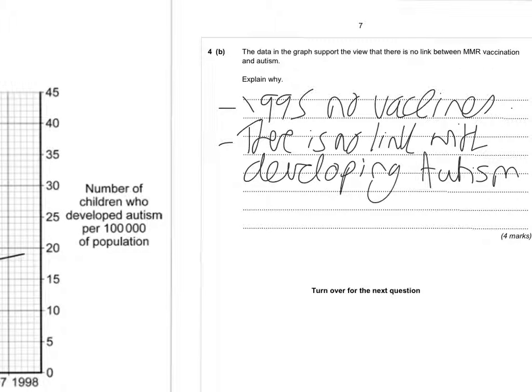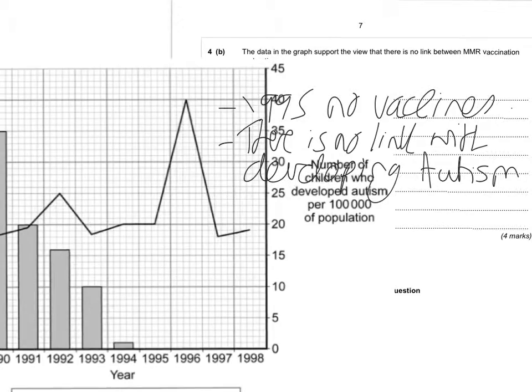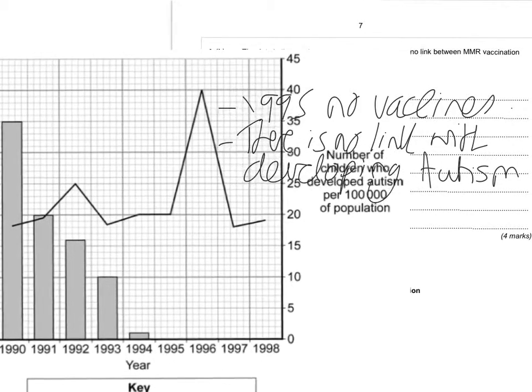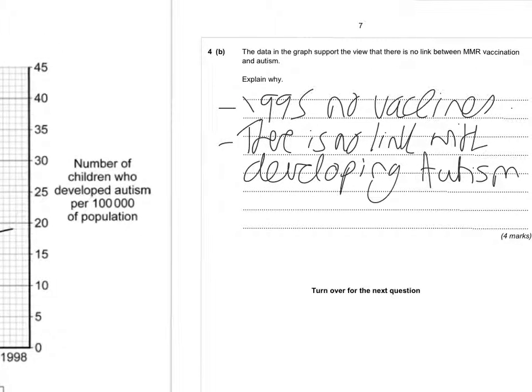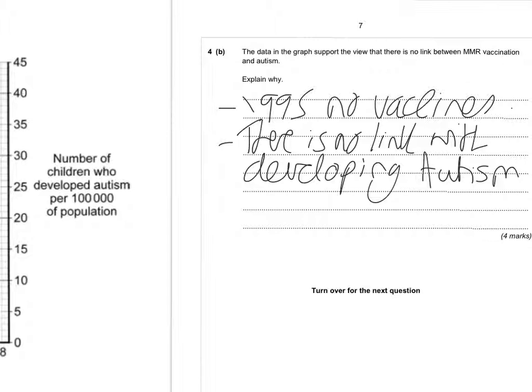For your third and fourth marks, you just need to say that the number of children that develop autism peaks after they stop taking a vaccine. So as we've said, you can see here that it peaks in around about 1996 when there's no longer any kids being vaccinated, which supports the idea that there is no link between the MMR vaccine and autism. So just put that down.